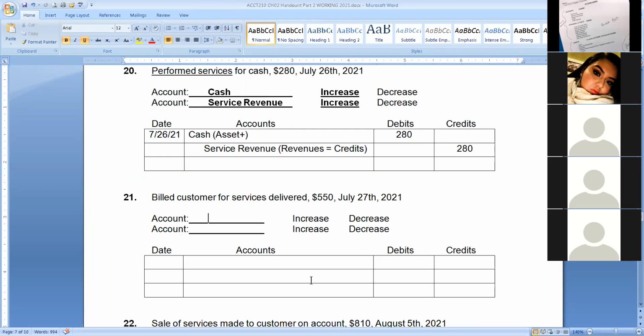Twenty-one is a tricky one. Billed customer for services delivered, 550. Okay, so we billed the customers. We did not get cash. No cash here yet. Billed them. So what accounts are we going to use?